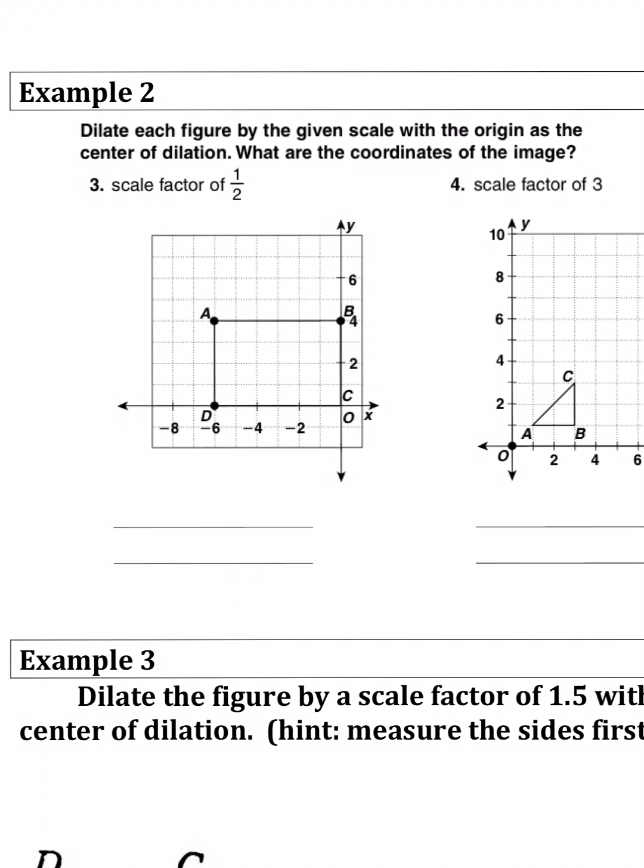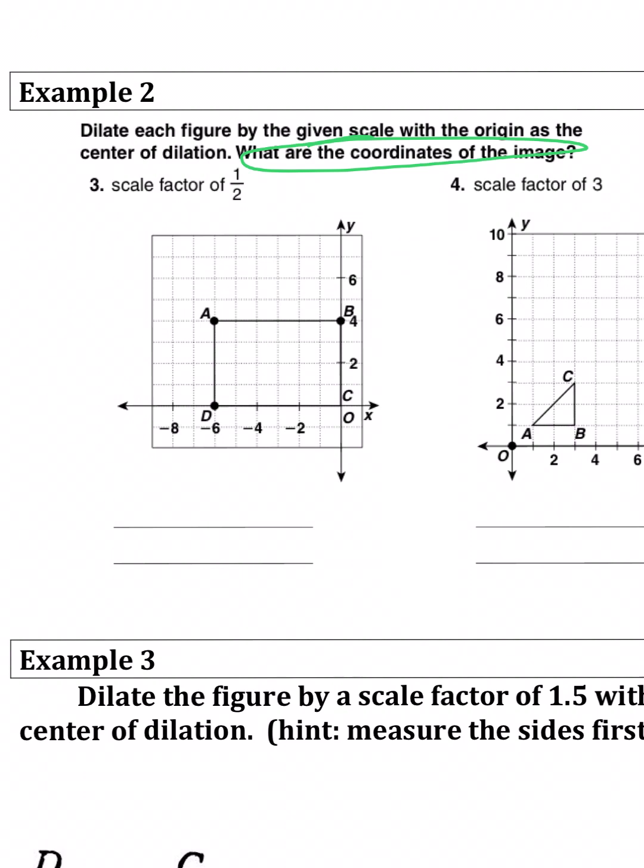on the next page, in example 2, it says to dilate each figure by the given scale with the origin as the center of dilation. And that's generally what we will see, the origin as the center, not always, but most of the time. And it says, what are the coordinates of the image? So this is going to be very important on tonight's homework. Your homework is not very long, but when it asks for the coordinates, you need to not only dilate the figure and graph it, but you also need to list what they are.